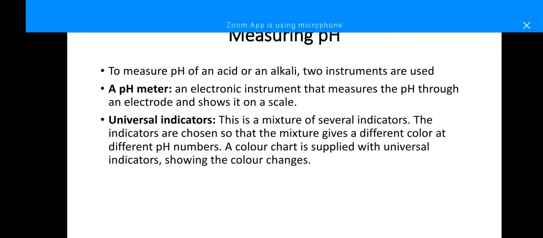Now, a pH meter is an electronic instrument that measures the pH through electrodes and shows it on a scale. So the moment you place a substance on a pH meter, it will display whether the substance is acidic or alkaline. Even when it's an acid, it will indicate whether it's a strong acid or a strong base.